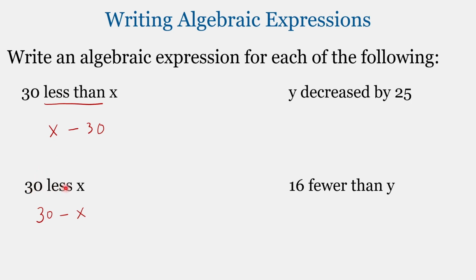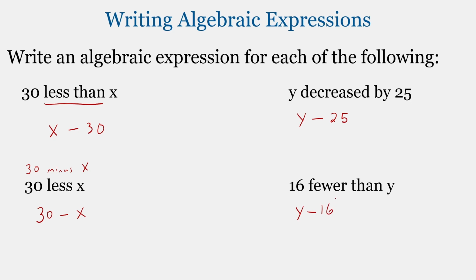In this case, where we do not have the than, where we just have 30 less x, without that than, this is the same as writing 30 minus x. Moving over to the right, we have y decreased by 25. So that's y, and we're going to decrease it, or subtract 25 from it. And finally, 16 fewer than y. Well, we start with y, and we subtract 16 from it.